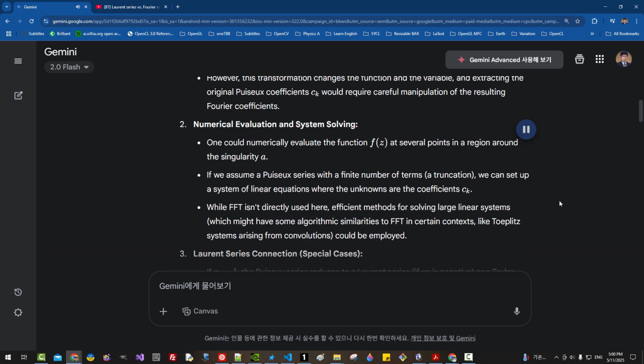Two, numerical evaluation and system solving. One could numerically evaluate the function f(z) at several points in a region around the singularity a. If we assume a Puiseux series with a finite number of terms, a truncation, we can set up a system of linear equations where the unknowns are the coefficients c_k. While FFT isn't directly used here, efficient methods for solving large linear systems, which might have some algorithmic similarities to FFT in certain contexts, like Toeplitz systems arising from convolutions, could be employed.